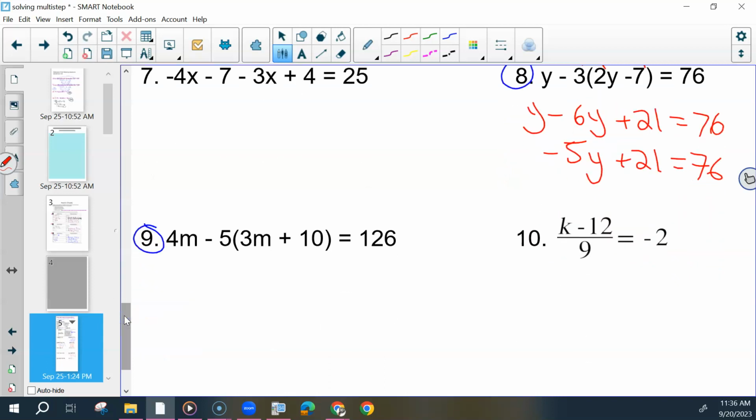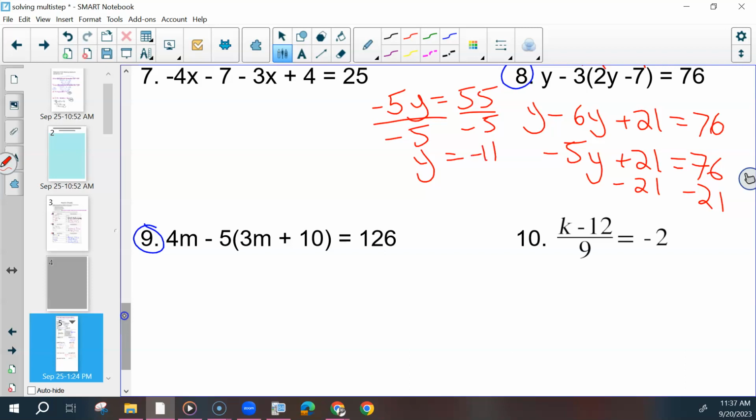Then we can subtract 21. Now, if you had subtracted 21 first, that would not have been an incorrect step. As long as you eventually combine your terms, that's one where the order really doesn't matter. Great, and divide. What would y equal?